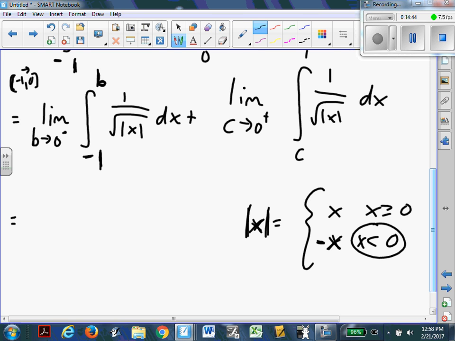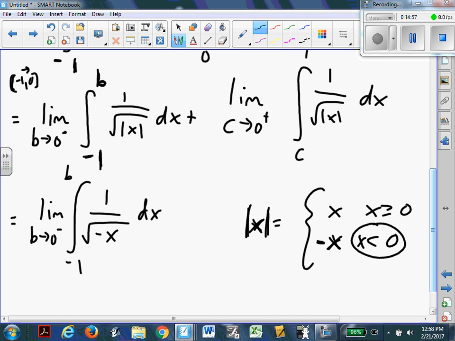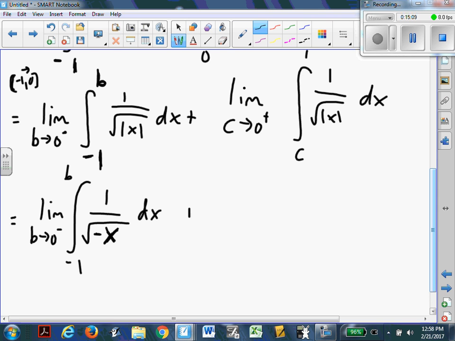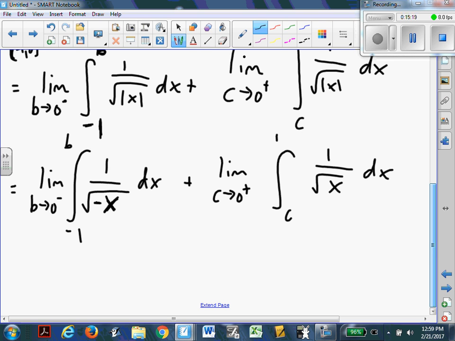So this is going to be the limit as b approaches 0 from the left of, and this is going to look a little weird, but that's okay, negative 1 to b, of 1 over the square root of negative x. And before you say, wait a minute, you can't take the square root of a negative number, remember, x itself is negative. So this is a negative of a negative number, so it will be positive. And then similarly, in this second integral, we're between 0 and 1, so the absolute value is always going to be positive. So there we have that.